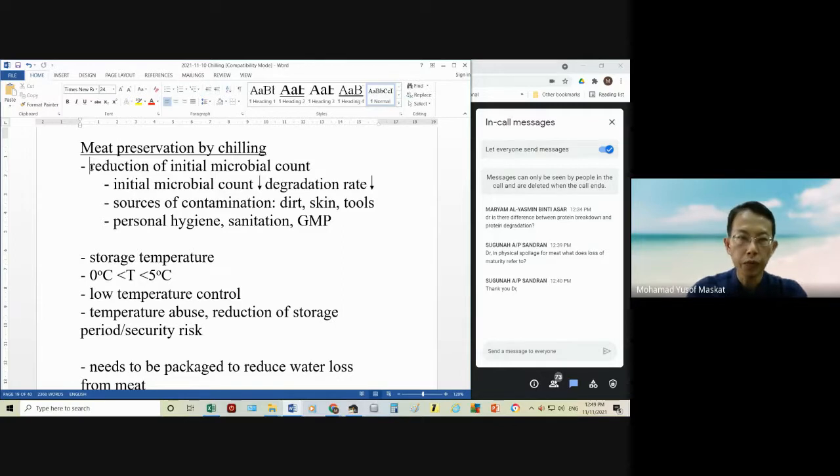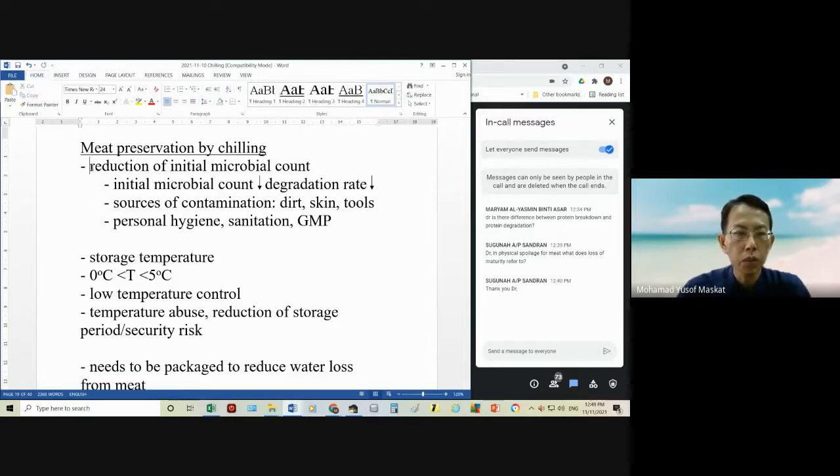So we have to reduce the initial microbial counts. The lower the initial microbial count, the lower the degradation rate, the higher the efficiency of the preservation method or preservation step. So sources of contamination, as we have discussed, the skin, tones, etc., premises, etc.